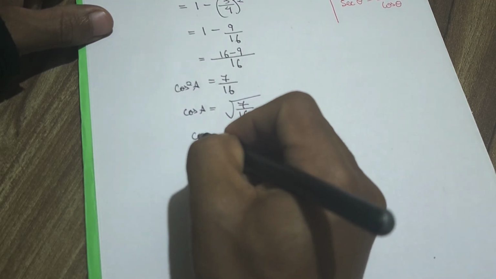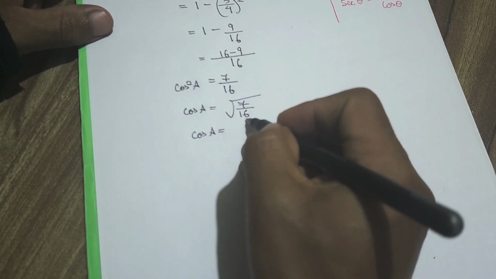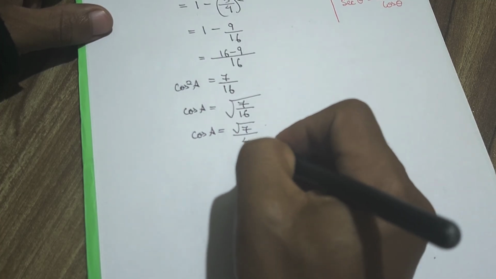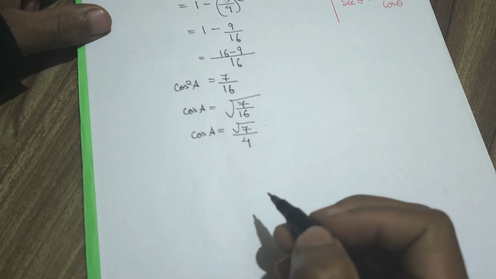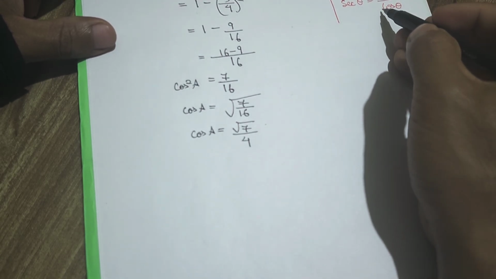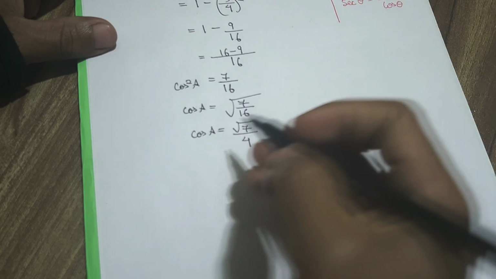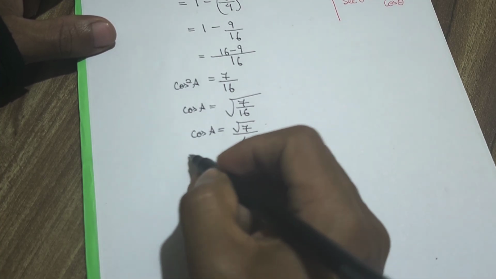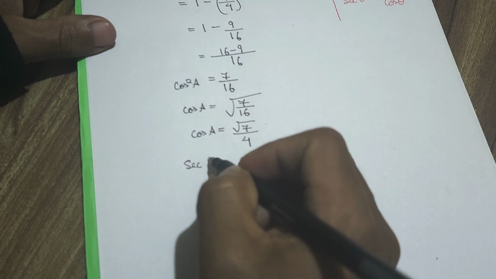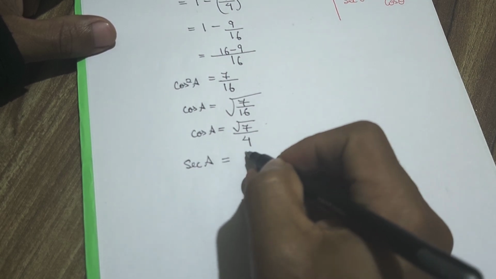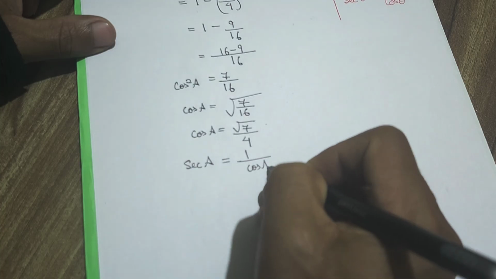the square root of 16 is 4, so root 7 by 4. We have got the value of cos A. So by using the formula sec theta equal to 1 by cos theta, we are going to place the value of cos A: sec A is equal to 1 by cos A.